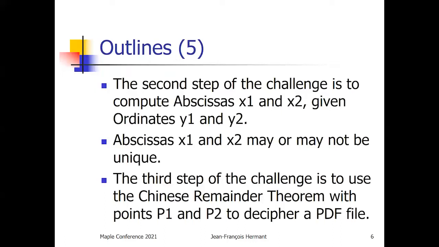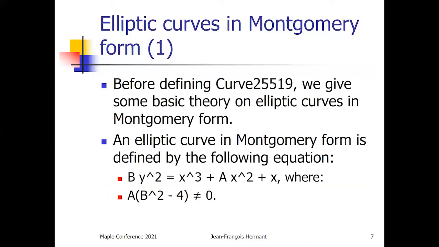The second step of the challenge is to compute x1 and x2 given y1 and y2. x1 and x2 may or may not be unique. The third step of the challenge is to use the Chinese Remainder Theorem with points P1 and P2 to decipher a PDF file. So let's start with elliptic curves in Montgomery form.